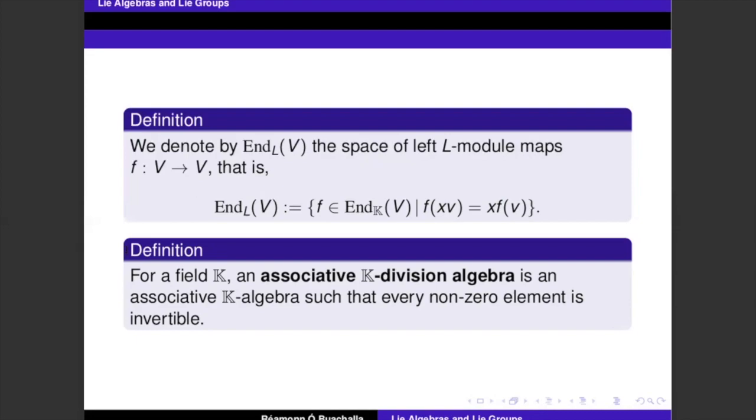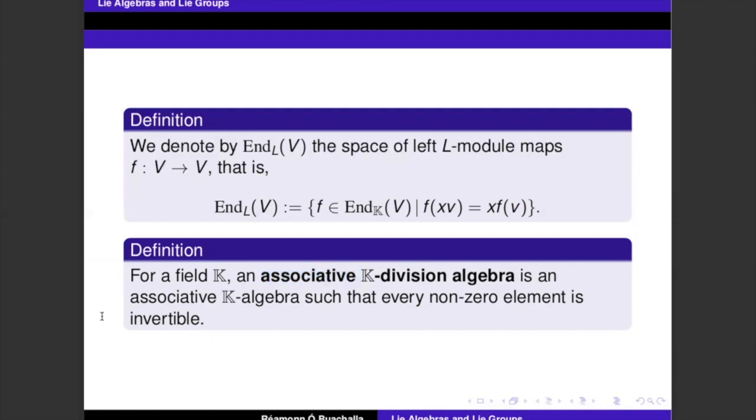is an associative K algebra, in the sense that we defined many lectures ago, such that every non-zero element in your algebra is invertible. Every non-zero element has a right and a left inverse. Okay. These algebras are not assumed to be commutative, but they are assumed, of course, to be associative, which is why we write associative.